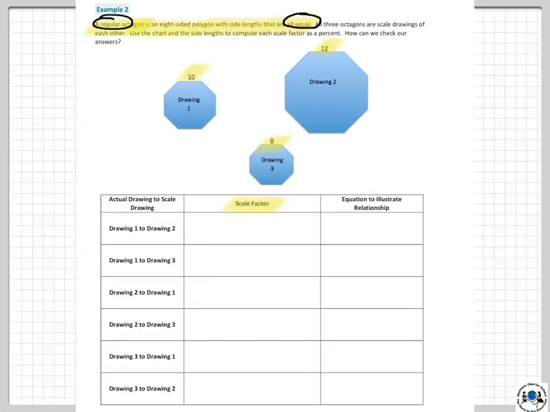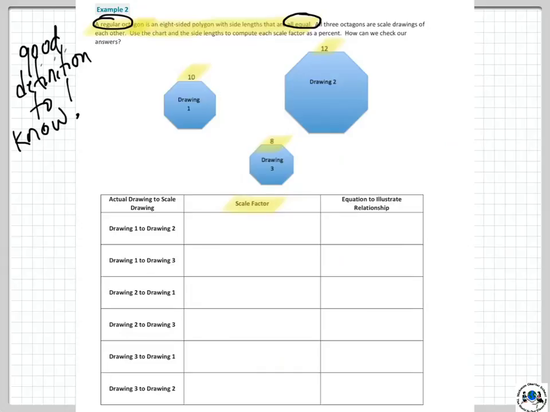So, a regular octagon is an 8-sided polygon with side lengths that are all equal. It's a very handy definition to know, this idea of a regular octagon. You can have a regular hexagon. You can have a regular triangle. Whenever you see regular in front of those shape names, you know that all the sides are equal. Very, very handy.